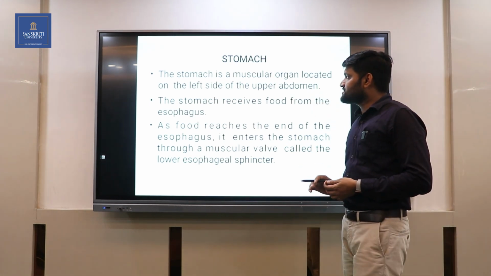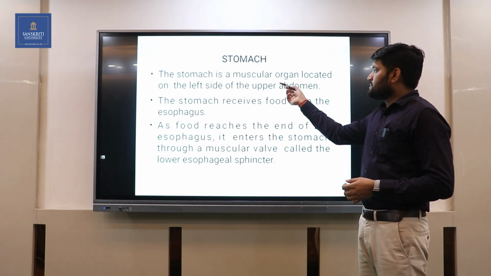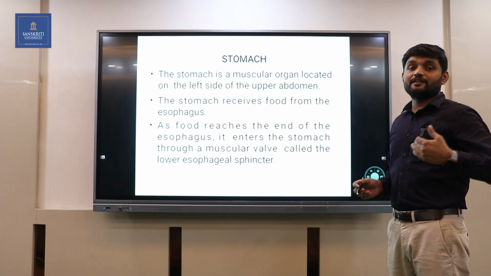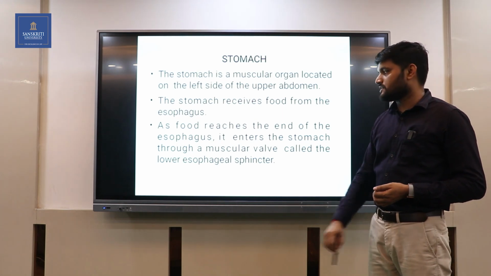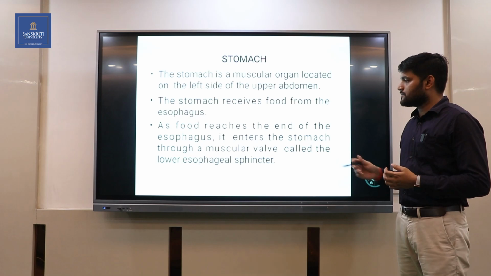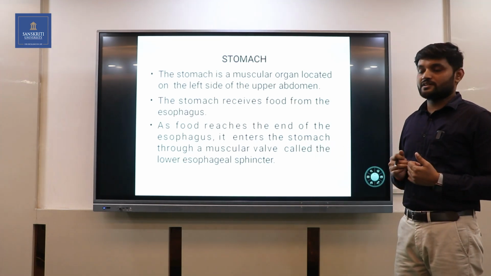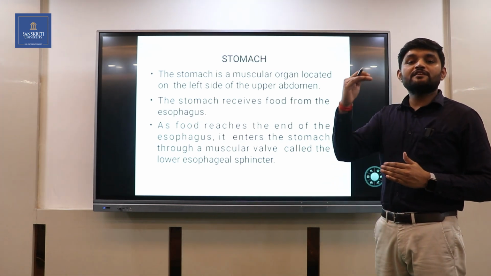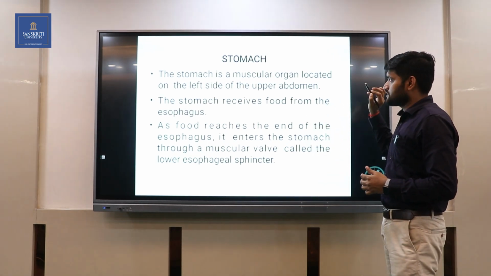And the next part of the digestive system is the stomach. The stomach is a muscular organ located on the left side of the upper abdomen. Where is the location? Left side of the upper abdomen. The stomach receives food from the esophagus. As food reaches the end of the esophagus, it enters the stomach through a muscular valve called the lower esophageal sphincter. We have already said the esophagus has two sphincters, the upper sphincter and the last one nearby the stomach, the lower sphincter.